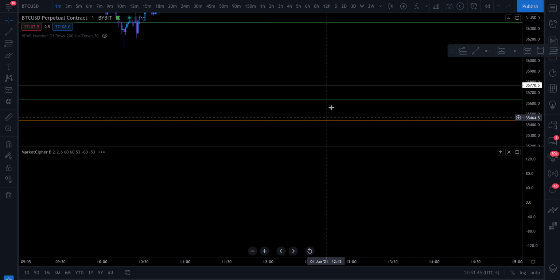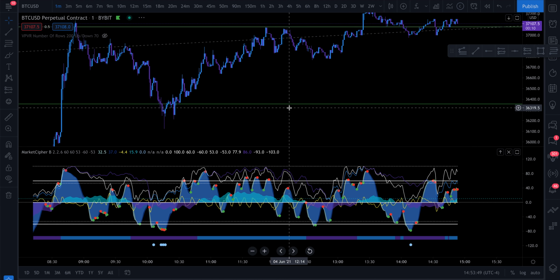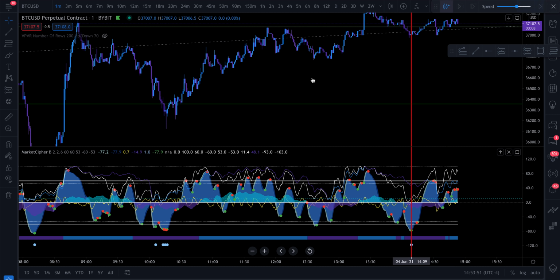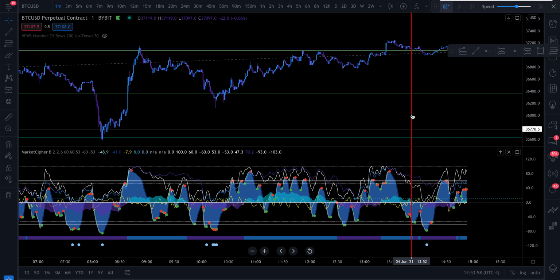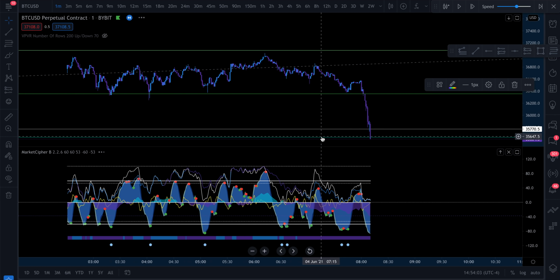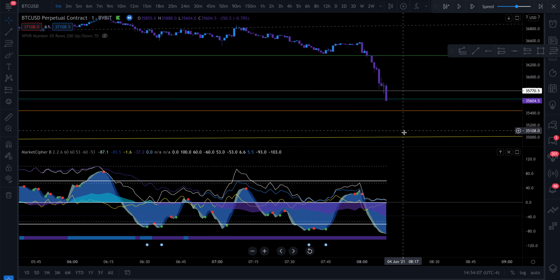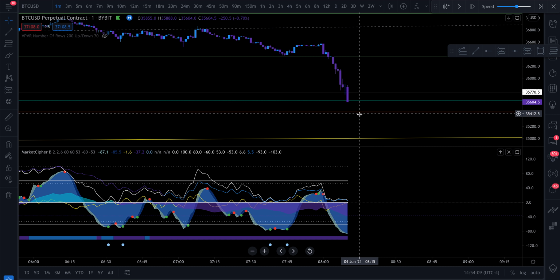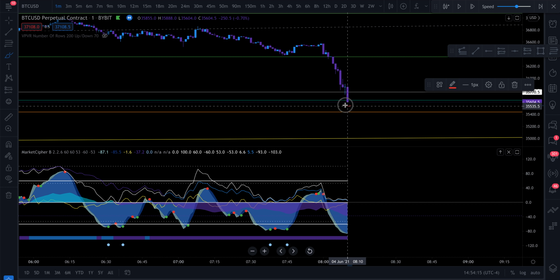When we see the divergences forming, and this is very important, when we see the divergences forming and we see price coming down to a support, and it dips below the support. Now, this green line right here is our support, okay? This is the 618 golden ratio right here.